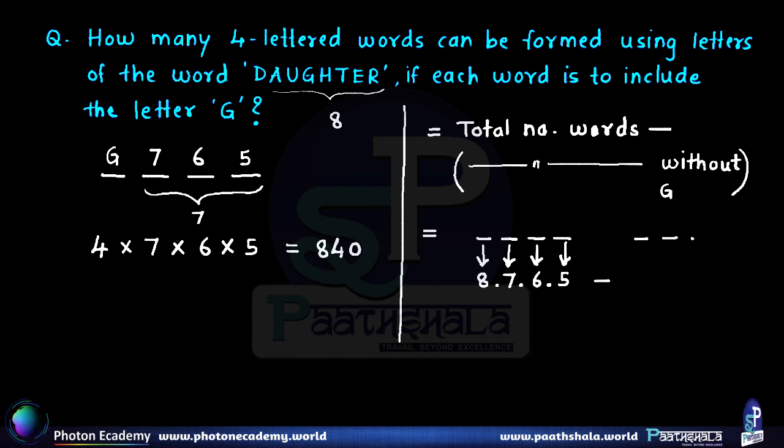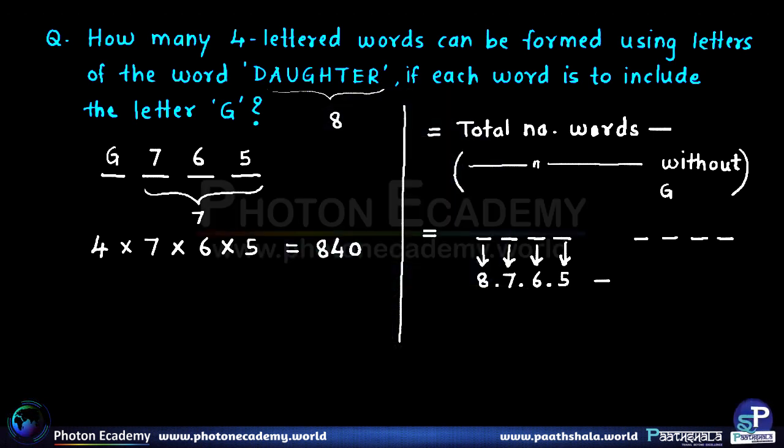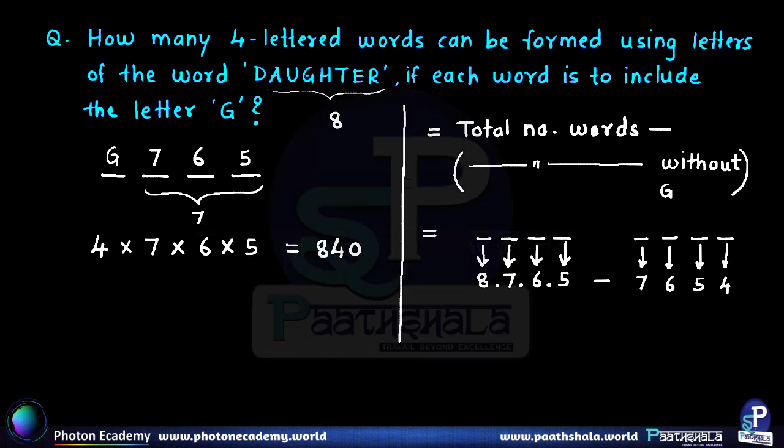Now if we consider the total number of words that can be formed which do not have G in them, effectively we have now only 7 letters with us, and using that we have to form the 4 lettered words. So here, one of the places can be filled in 7 ways, the next one in 6 ways, then 5 ways, and the last one in 4 ways. So the product of these numbers gives us the number of words which do not contain G.